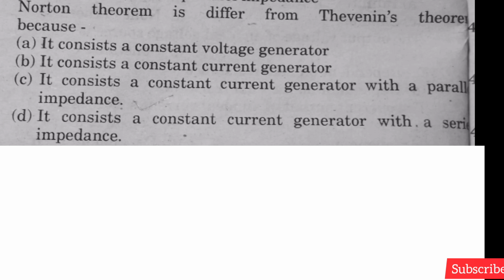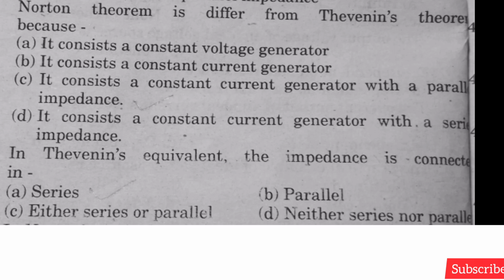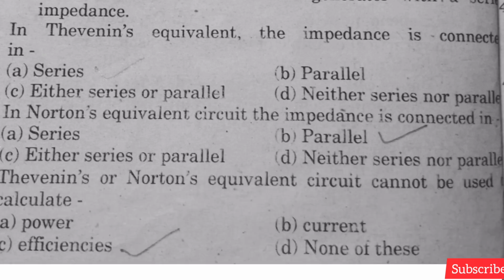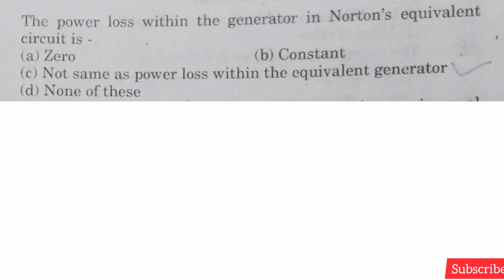Option B is right. Norton theorem is different from Thevenin's theorem because it consists of a constant current generator with a parallel impedance. Option C is right. In Thevenin's equivalent, the impedance is connected in series. Option A is right. In Norton's equivalent circuit, the impedance is connected in parallel. Option B is right. Thevenin's and Norton's equivalent circuits cannot be used to calculate efficiencies. Option C is right. The power loss within the circuit in Norton's equivalent circuit is not the same as power loss within the equivalent generator. Option C is right.